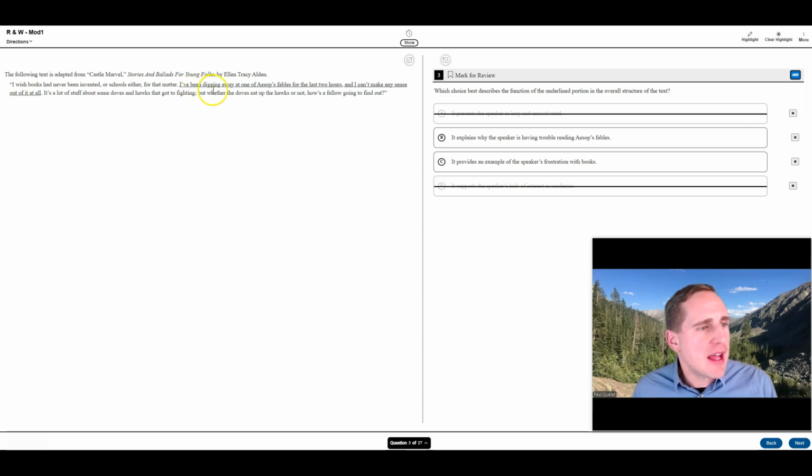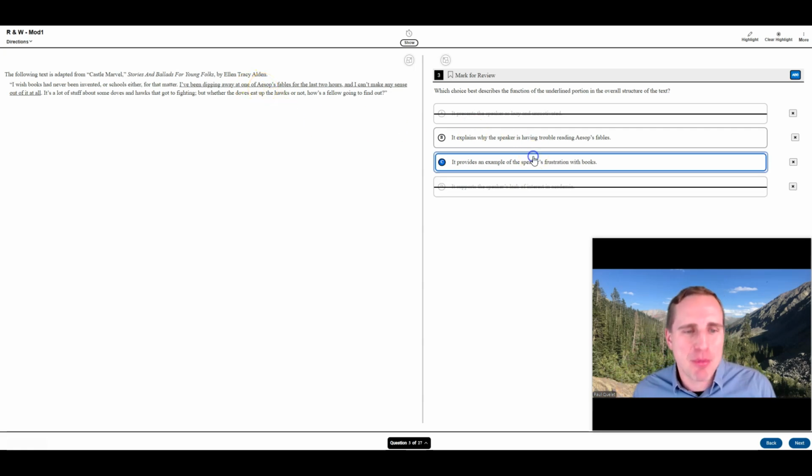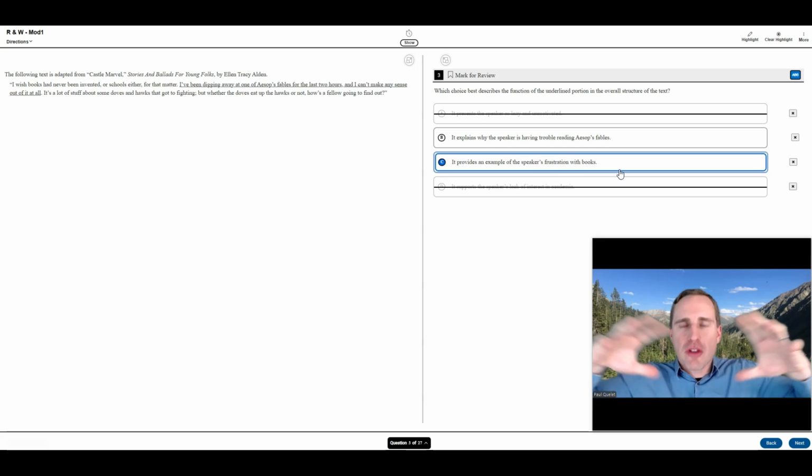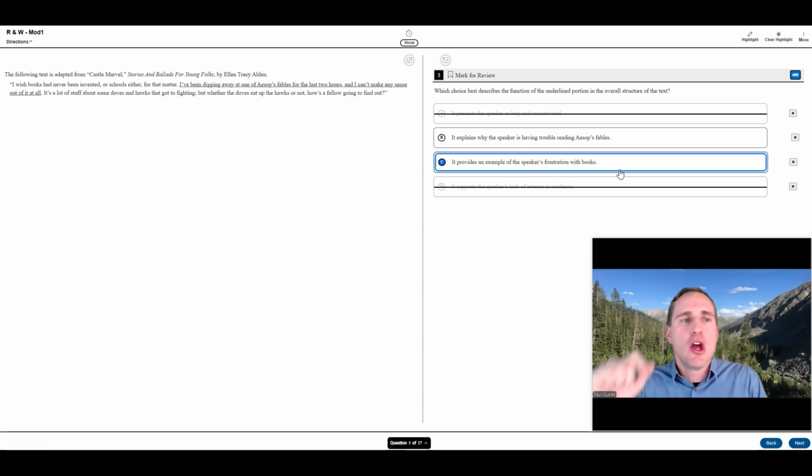Let's go back, digging away at one of Aesop's fables for the last 2 hours, and I can't make any sense of it at all. Now, are we specifically focused on Aesop's fables or just one of Aesop's fables? So just one of Aesop's fables, so it's an example. It's an illustration of the speaker's frustration with books overall. Because remember, the overall subject of this quote is school and books themselves. Okay, so I think let's move on.